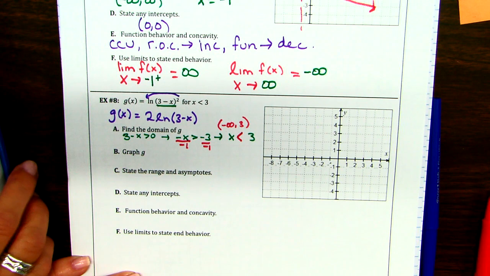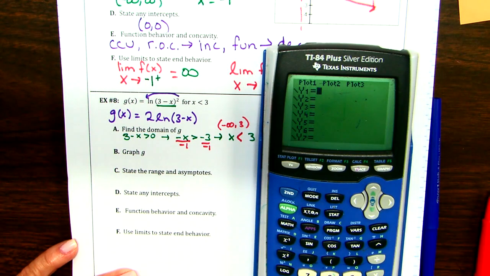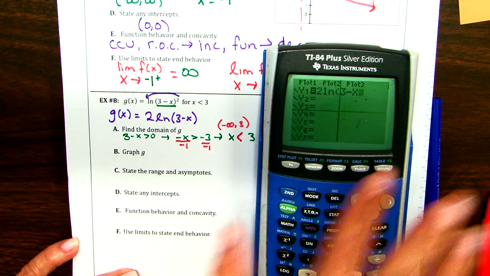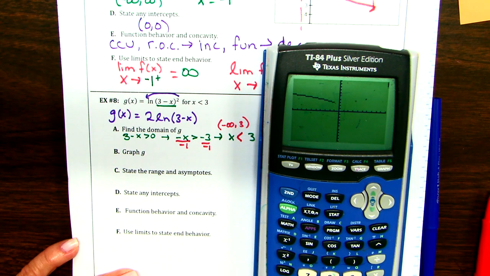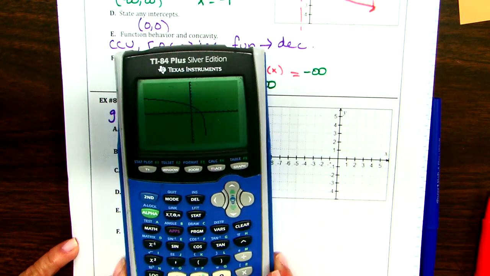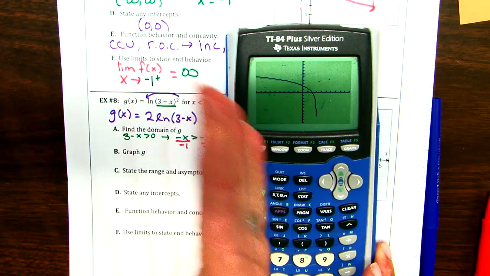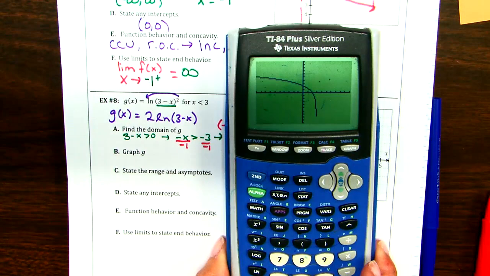So clear out that last one I did. 2 natural log 3 minus x. Let's see what it looks like. Okay, it makes sense. Look at our domain. It's from negative infinity to 3. We are going to have an asymptote there.